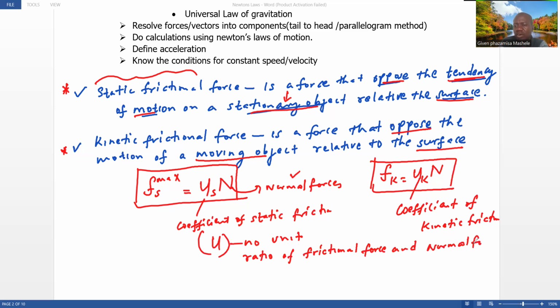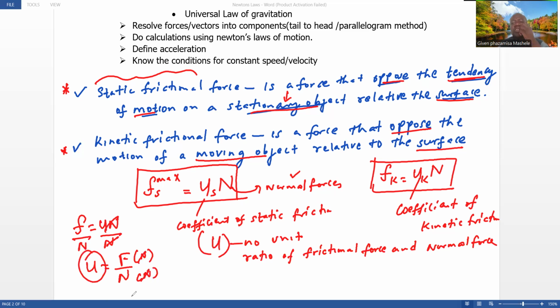Since it's the ratio of friction and normal, we have F equals mu times N. If we make mu the subject, we divide by N here. So you see that the coefficient of friction will be force over N. All of these are forces, so they're all measured in Newton. So you see that the units will divide. That's why this has no unit. So it is the ratio of the friction force and the normal force. That's why it has no unit.